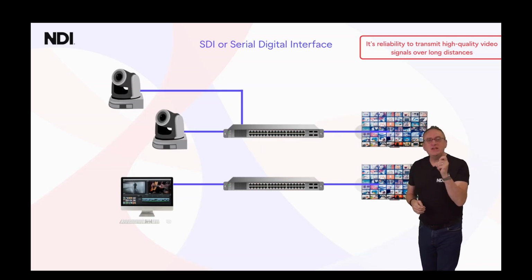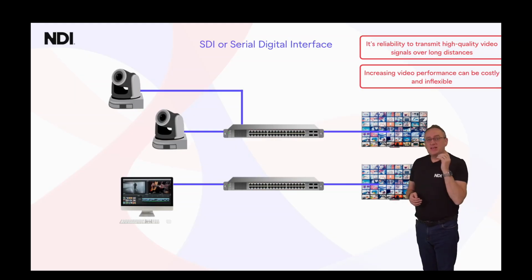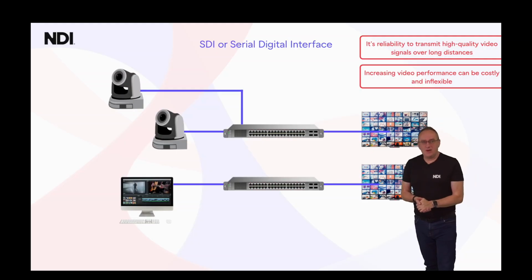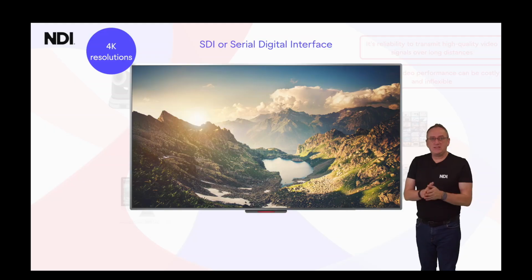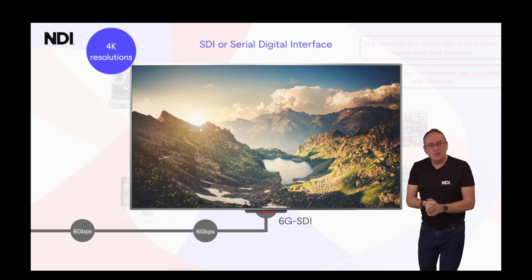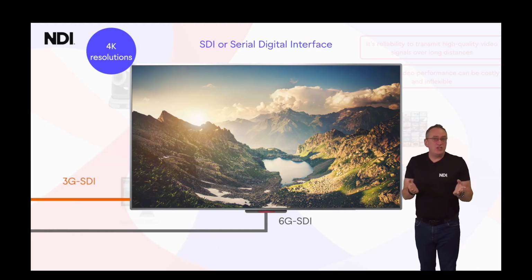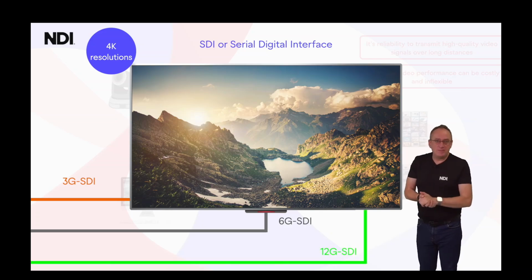However, because the video quality is directly related to the type of cable used, increasing video performance can be costly and inflexible if the cabling infrastructure also needs to be upgraded. To deliver today's 4K resolutions requires 6G SDI or higher to meet the throughput requirement. Put simply, 6G refers to the 6 gigabit per second transfer rate capability of the cable, with 3G SDI being 3 gigabit per second and 12G SDI being 12 gigabit per second.